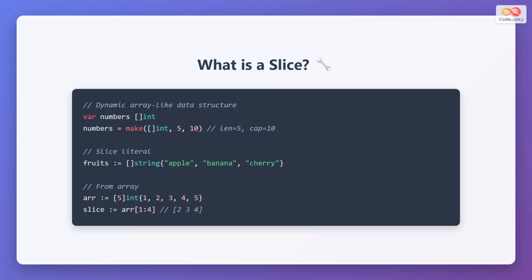Slices can also be created from arrays. Here, we have an array called array of 5 integers. We can create a slice from this array using the slicing syntax. In this case, we are creating a slice from index 1 up to, but not including, index 4. So the slice will contain the elements 2, 3, and 4.